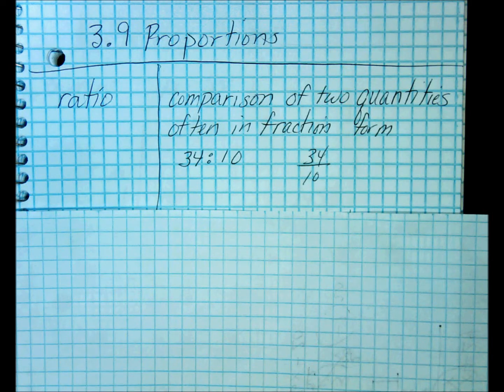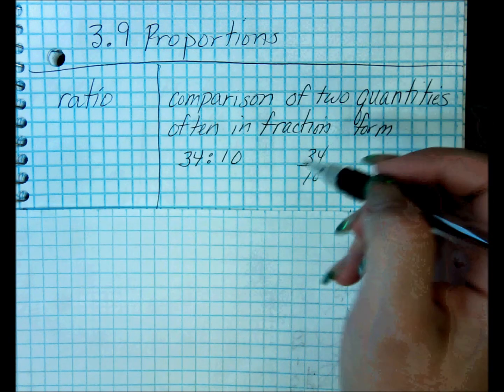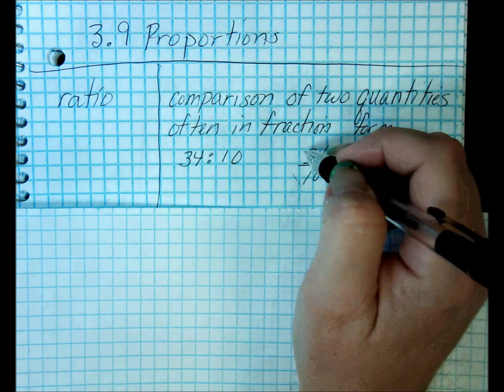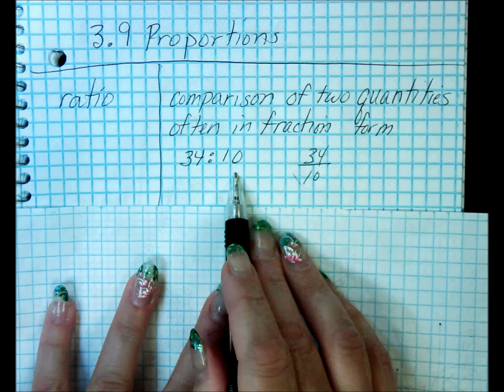So we're doing 3.2, proportions. We're going to start with a little bit of definitions, and then we'll get into some actual problems. A ratio is a comparison of two quantities, often in fraction form. A lot of times you're going to see it in fraction form, but this also works too.